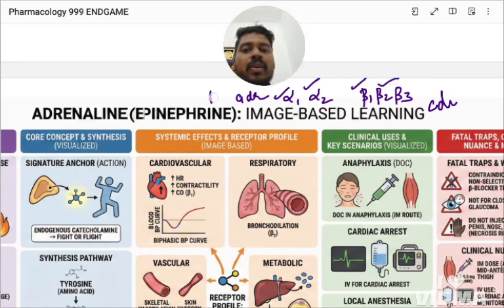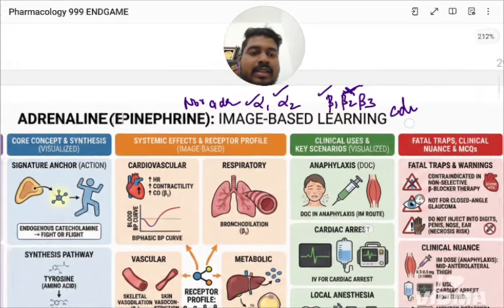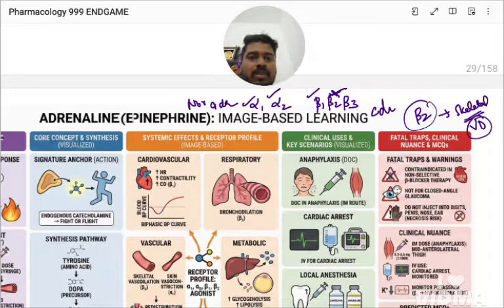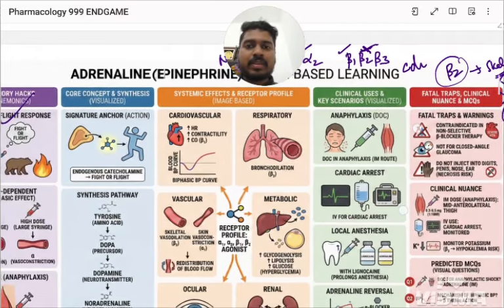But nor-ADR doesn't act on beta 2, and this is a very important thing to be noted, because beta 2 is present in skeletal muscles, and this causes vasodilation. So if nor-ADR is not acting on skeletal muscles, it is not causing vasodilation, so it has more of a vasoconstriction effect. This is one thing you need to remember.